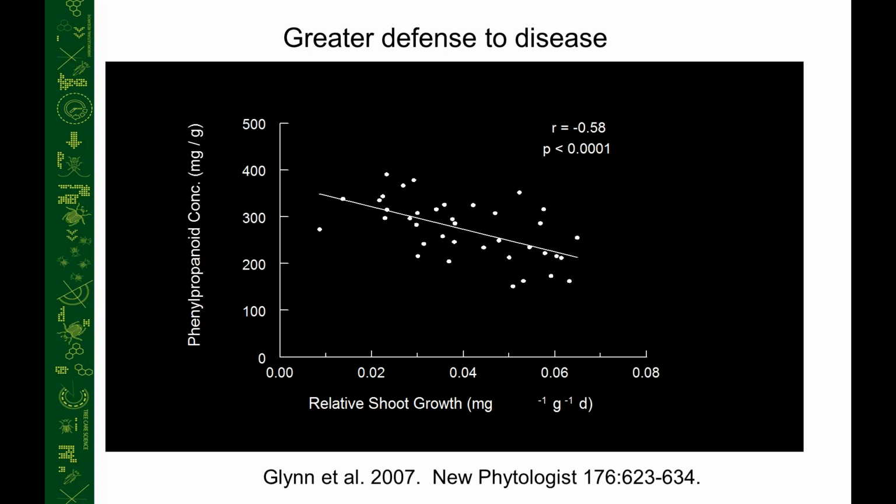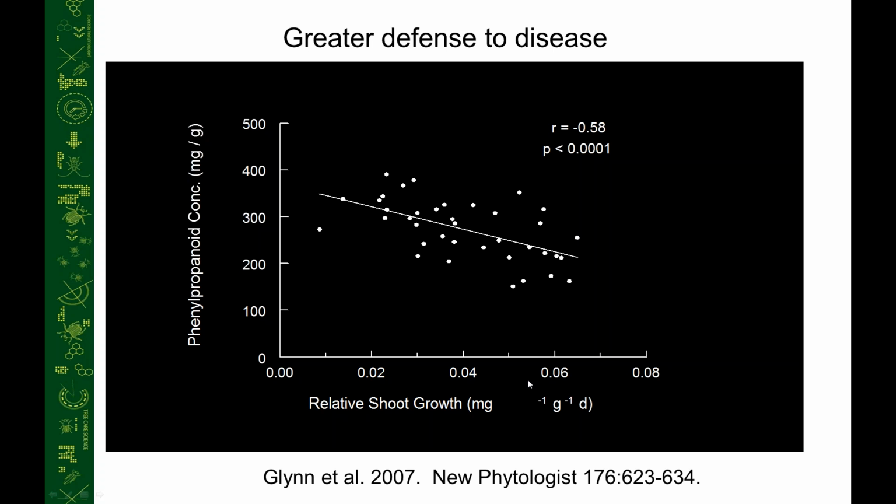This piece of data here is from another Dr. Glenn. This is from the New Phytologist. And so what this graph is showing, I'll explain this just a little bit. So on our left here, on this axis, this is a specific phytodefense compound.